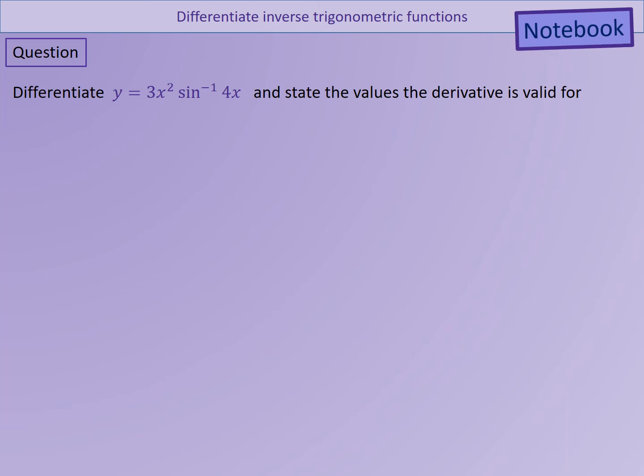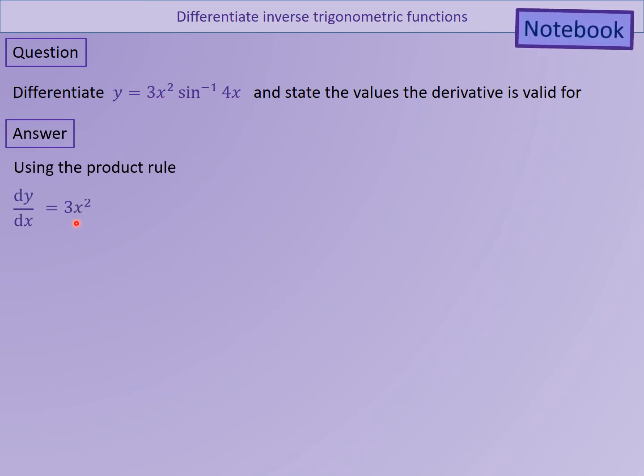Okay, so hopefully you've looked at this equation and thought, right, if I'm going to differentiate this, I've noticed that it is a product of two functions: 3x squared times sine to the minus 1 of x. So what I'm going to do is, first of all, use the product rule. Using the product rule is the one where you differentiate a function, leave the other function alone, then differentiate the other function and leave the first function alone.